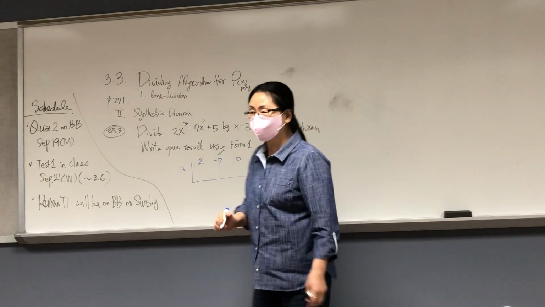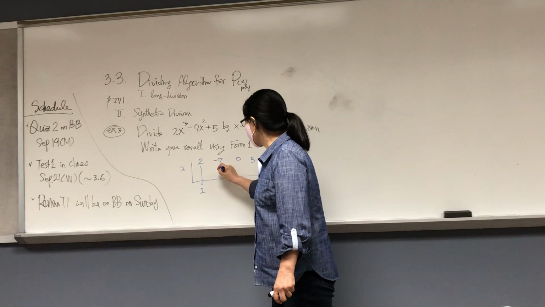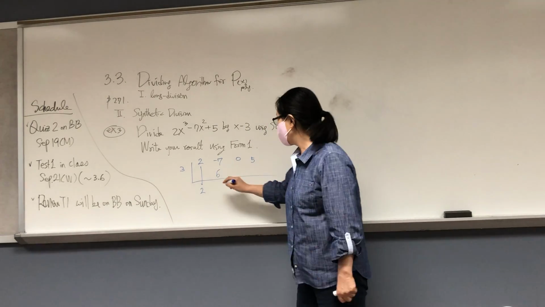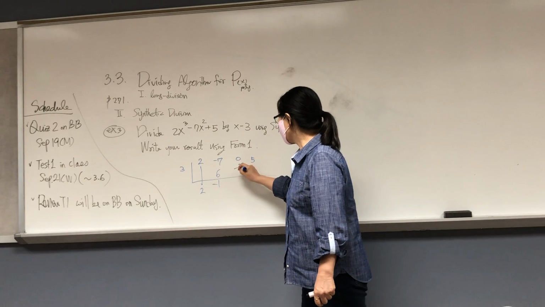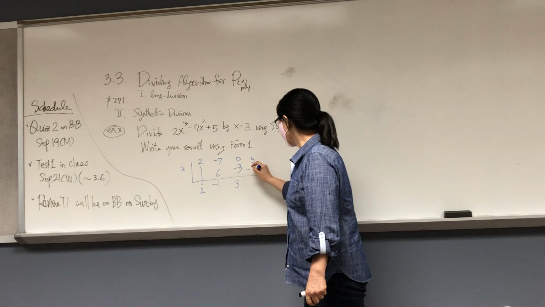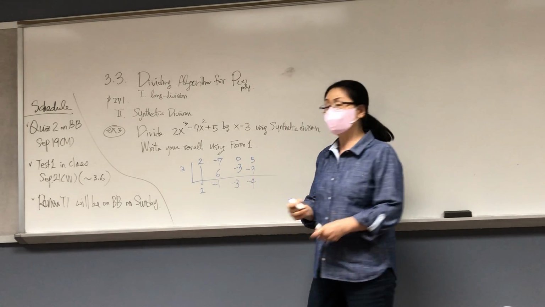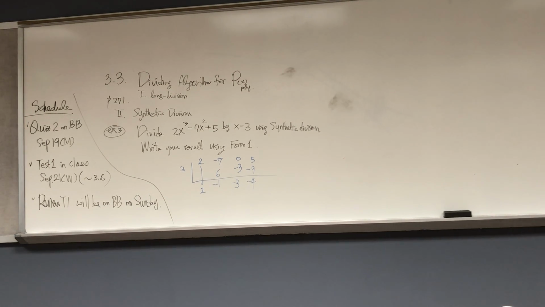And then what is the technique? Bring down here, multiply with this, write down here, and then add up. -1. Then multiply again, -3, add up, then multiply, write down here, add up. Because you just have to divide by the linear factor x minus 3, you are done in one step.